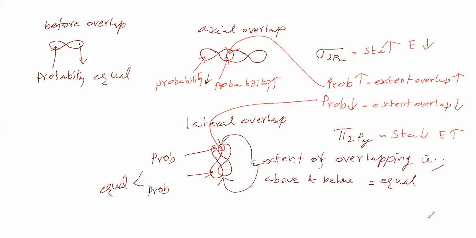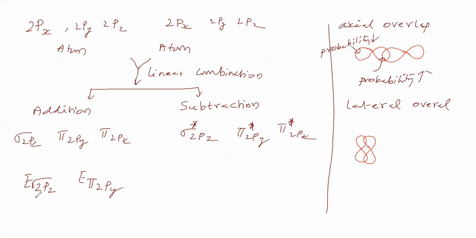So like this the energy will be there. The energy of sigma 2pz is less than that of pi 2py. We said the energy of sigma 2pz is less than that of pi 2py. What about pi 2px and pi 2py? That energy we'll see.